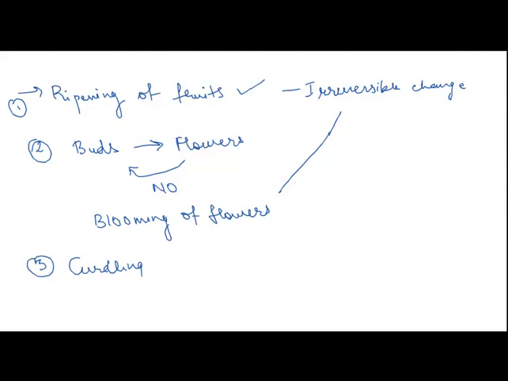Sorry, it is not Q, it is G. So this is curdling or souring of milk. When it gets sour? Yes. When milk gets spoiled and if it is not refrigerated, this process causes curdling or souring of milk. So this process is also an irreversible process.